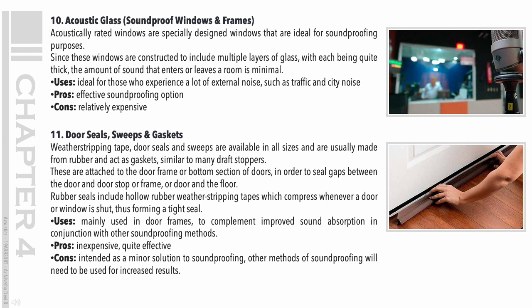Weather stripping tape, door seals and sweeps are available in all sizes and are usually made from rubber and act as gaskets, similar to many draft stoppers. These are attached to the door frame or bottom section of doors, in order to seal gaps between the door and door stop or frame, or door and the floor. Rubber seals include hollow rubber weather stripping tapes which compress whenever a door or window is shut, thus forming a tight seal. Uses: mainly used in door frames.